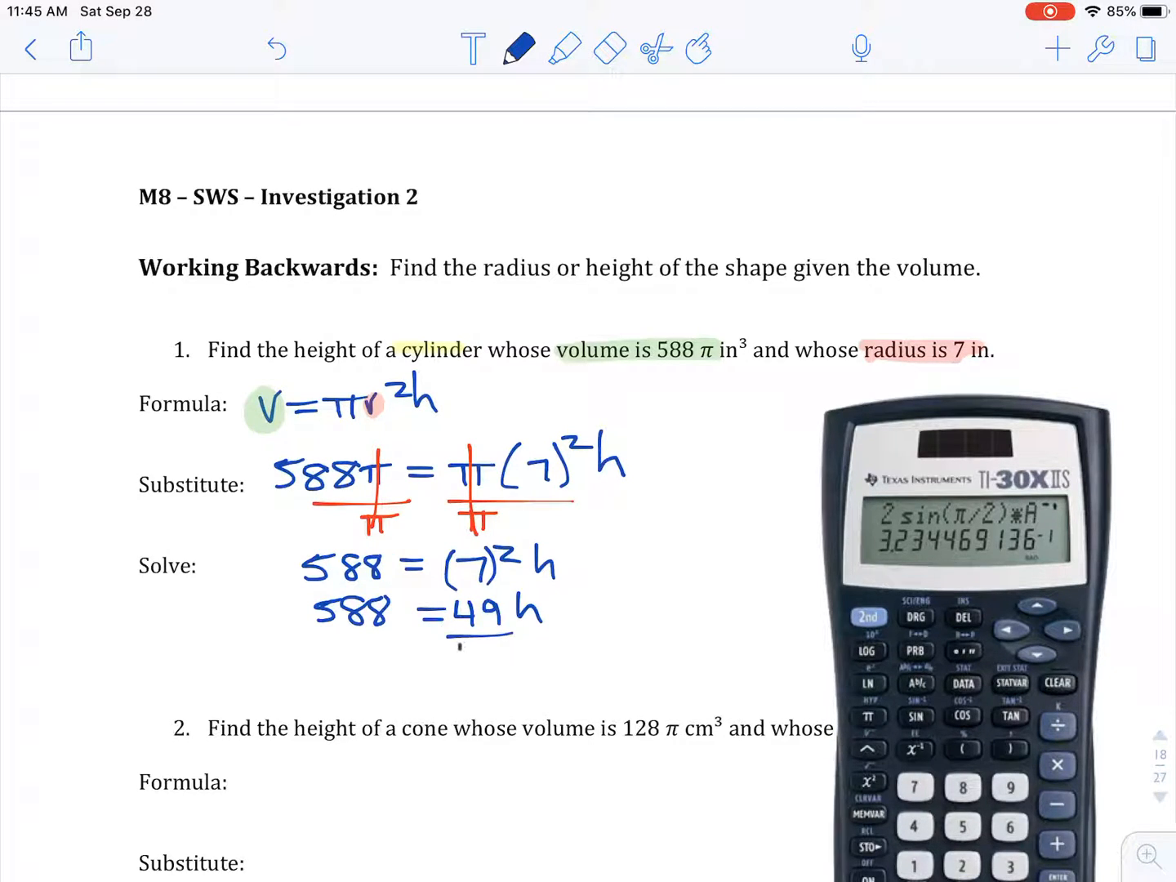And then we're left with a one-step equation. Simply divide by 49 on both sides, and that'll give you just h on the right side. And 588 divided by 49 is 12. So the height is 12, and our units here are all inches. So the height is 12 inches. That's how we work backwards to find the height given the radius.